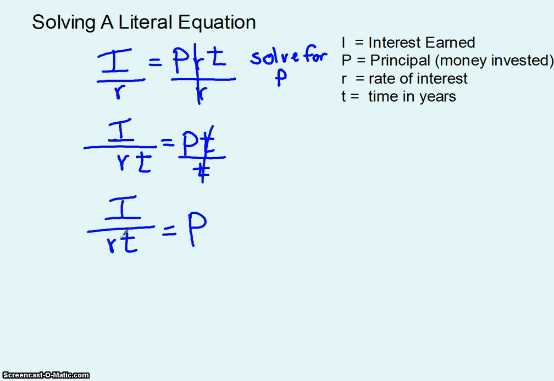So now if you wanted to ask the question, how much money do I have to invest so that I earn a certain amount of interest at a certain rate over a certain number of years, you can use this formula and solve it. Okay?